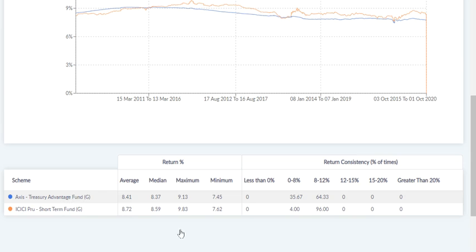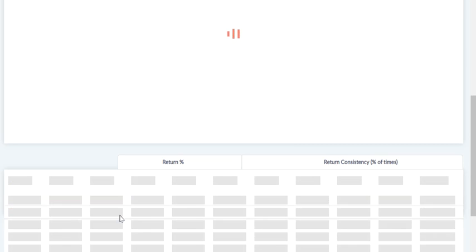So the thing is that if the horizon is higher, then this ICICI Pru short term will likely do better than the treasury advantage fund. So for a 4 year, 5 year horizon, ICICI Pru short term has done better previously. And treasury advantage does well when the horizon is 1 to 2 years or even 2.5 to 3 years. So most likely treasury advantage will be better off when we have up to a 2 year horizon. And why is that?